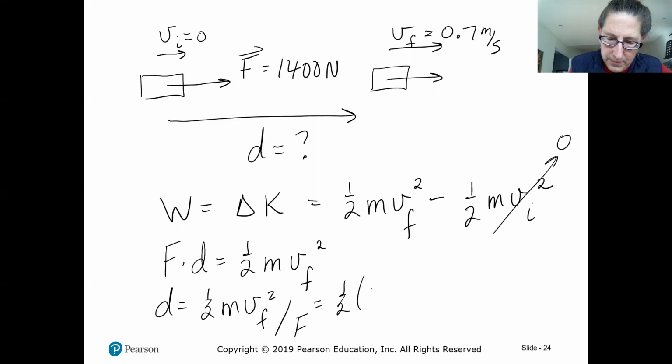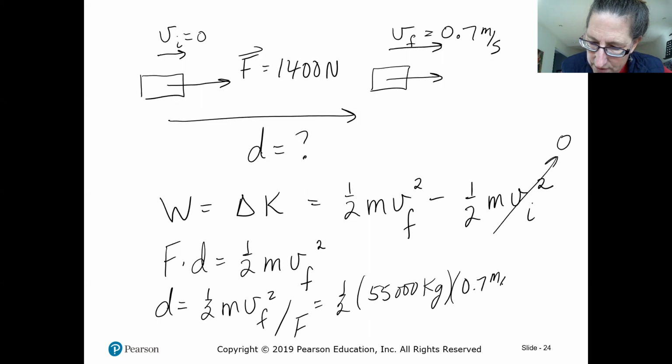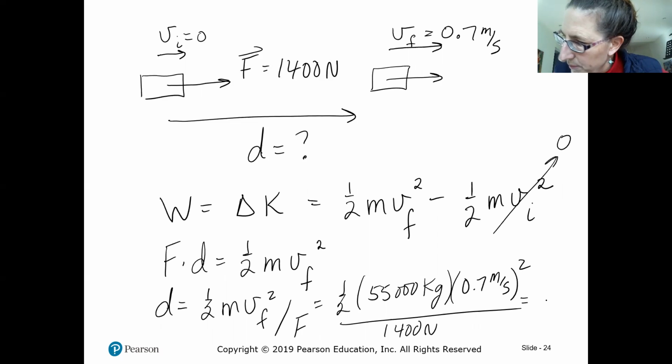So it's half, it's a big mass, 55,000 kilograms, I believe was the number. And then final speed 0.7, don't forget to square it, and then divide by that force, which was 1400 newtons. And it turns out those horses have to pull for a distance of 9.6, so about 10 meters, not that far, to get that canal boat up to speed.